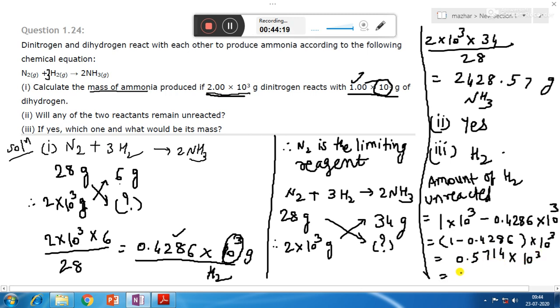So that is equal to 571.4 gram hydrogen. So this is the mass of hydrogen which is left unreacted. So these are our 3 answers. That's all for today.